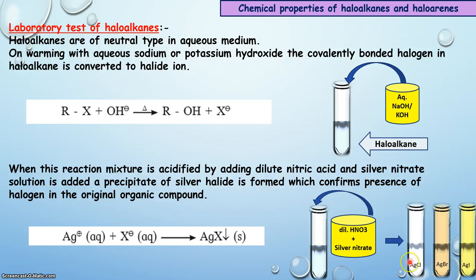But it is very difficult to distinguish the specific color of these different halides. So further, by using the ammonia test, or a reaction with ammonia, we can easily identify which halide ion is present in this test.